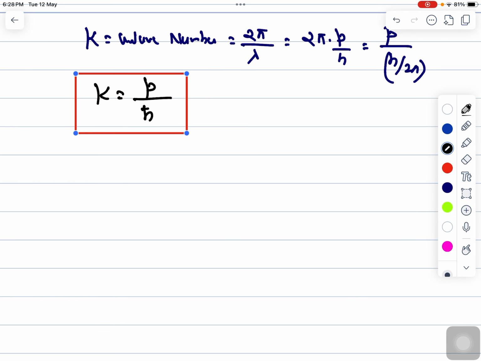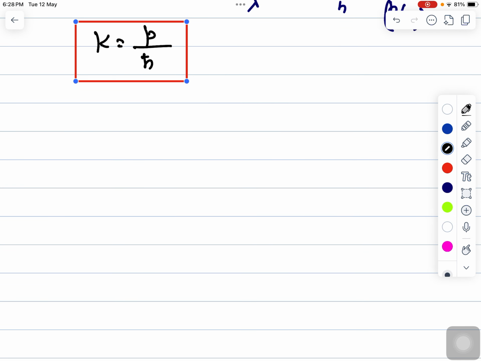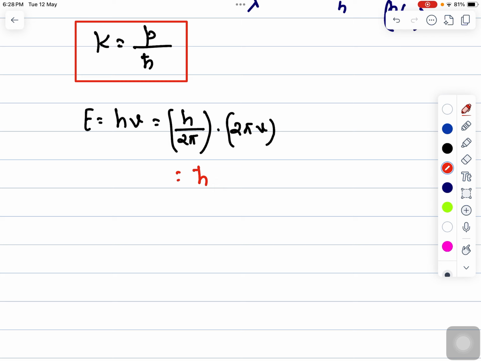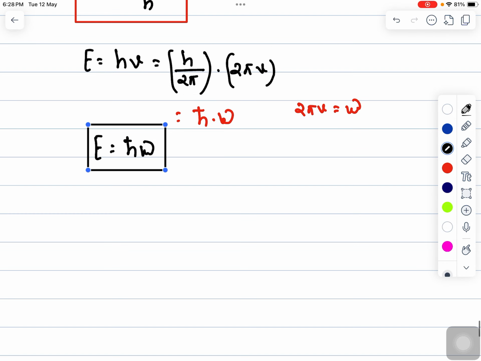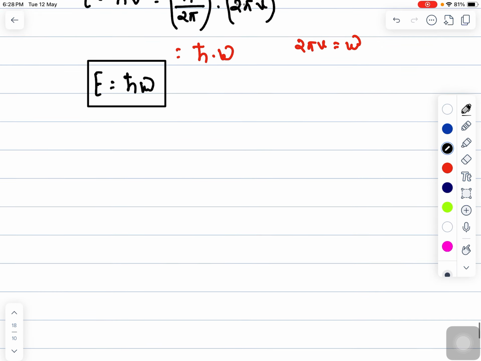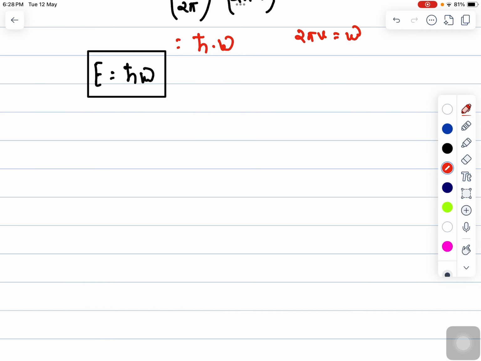Next is the energy. We have written energy as h nu, so it can be written as h divided by 2 pi multiplied by 2 pi nu. Is that clear? h divided by 2 pi is h-cut, and 2 pi nu is called omega. So the energy can be written as h-cut omega. Till now we have got energy equals h nu, equals h-cut omega, and k equals p by h-cut. We will use these in the subsequent derivation.